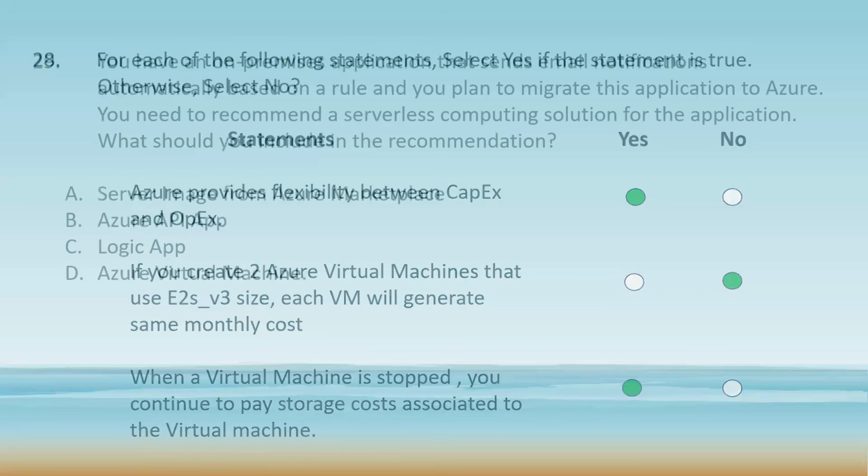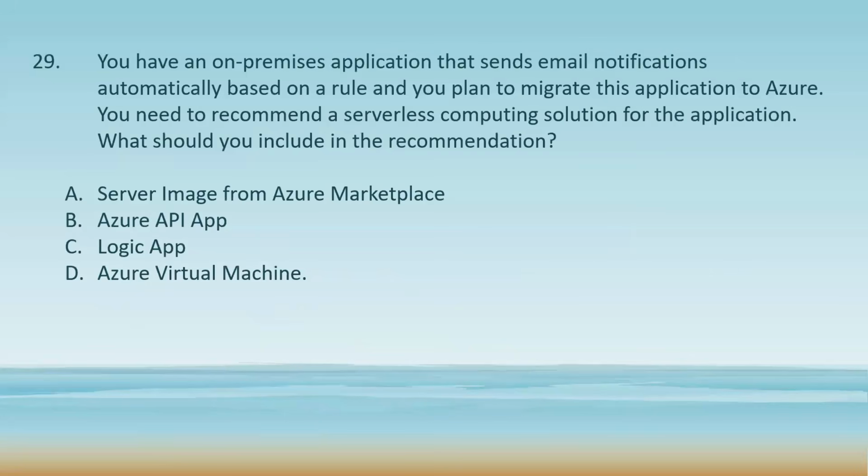Moving on to the next question. You have an on-premise application that sends email notifications automatically based on a rule, and you plan to migrate this application to Azure. You need to recommend a serverless computing solution for the application. What should you include in the recommendation? Your options are server image from Azure Marketplace, Azure API app, Logic app, Azure Virtual Machine.